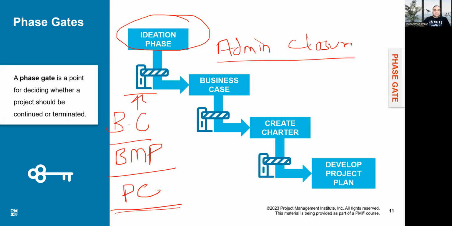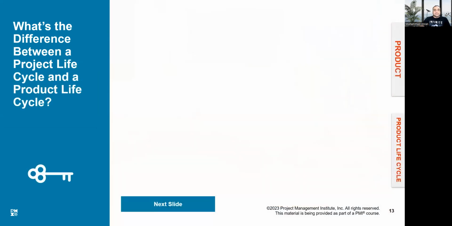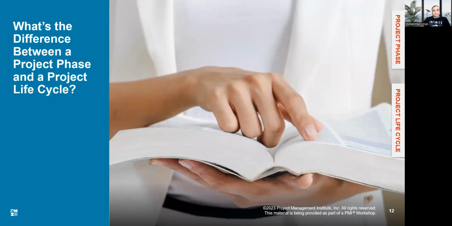So a phase gate is a point for deciding whether a project should be continued or terminated. Now we have the next topic, which is what's the difference between a project phase and a project life cycle. I just gave you the explanation of phase. Phase is the collection of activities which will provide you a deliverable.